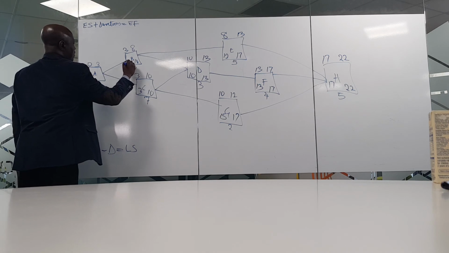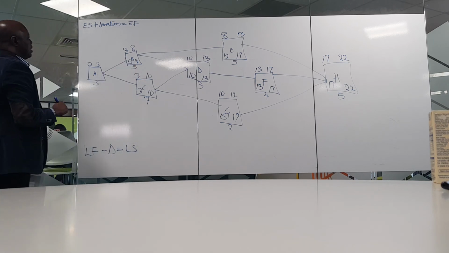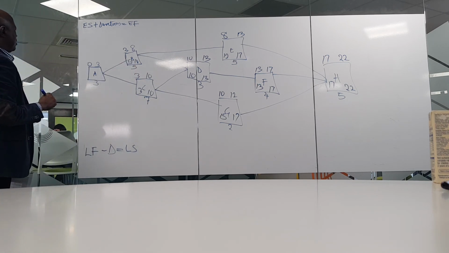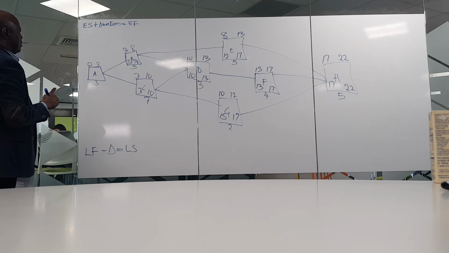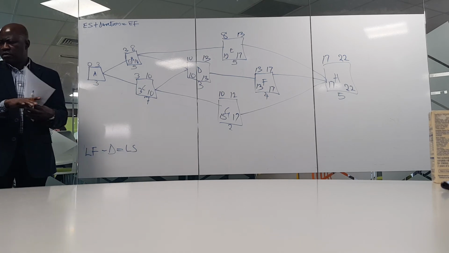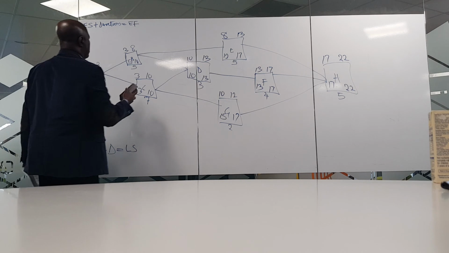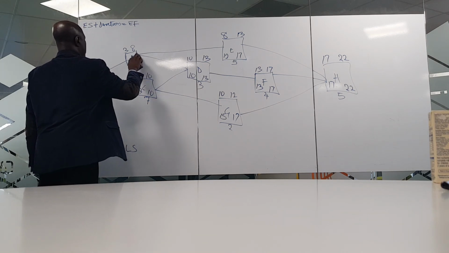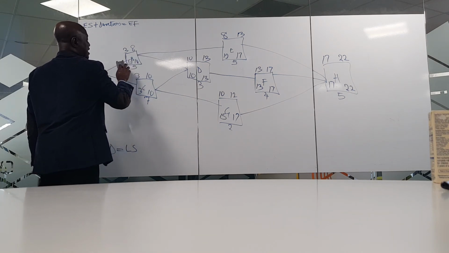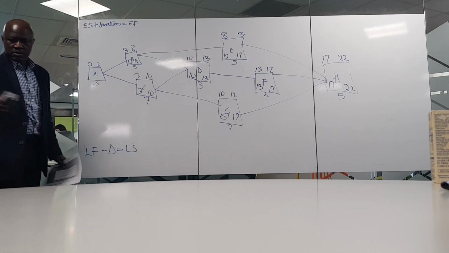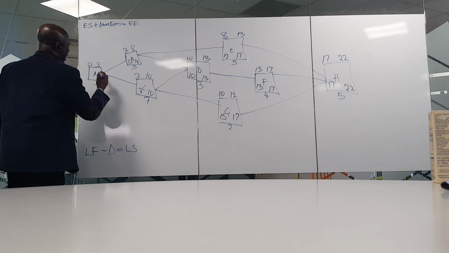5. Then here, no, it's not 5. Yeah, it will be 5. Correct. It will be 3. No, it should be 3, not 5. No, it's late start. Late start is 5, right? Yes. Then late start will be 5 here, right?